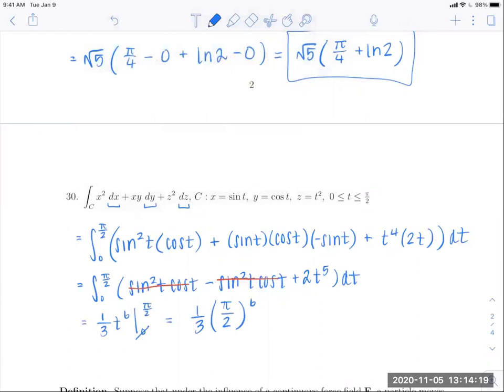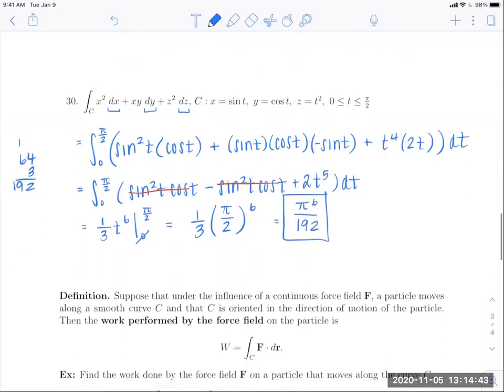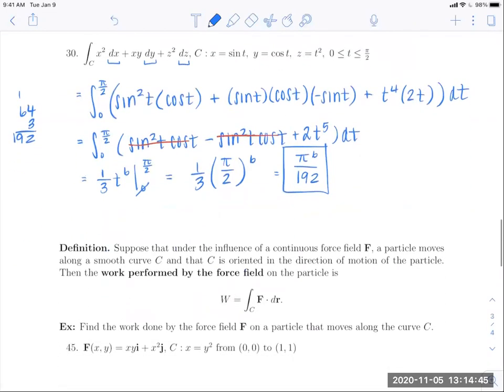You can leave it right like this, or if you want to expand, this is going to be pi to the sixth. What's 2 to the sixth? 2, 4, 8, 16, 32, 64. And what is 64 times 3? 12, carry the 1, 18, 192. All right, pi to the sixth over 192. All right. So far, so good.